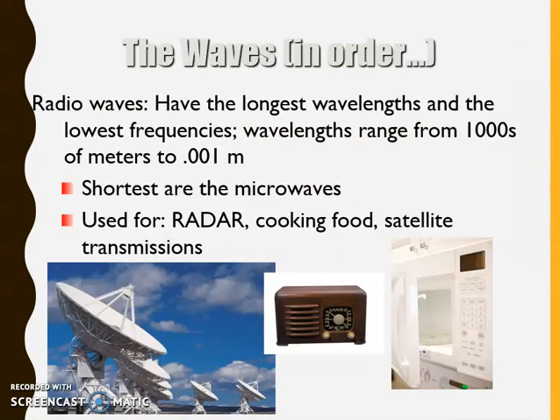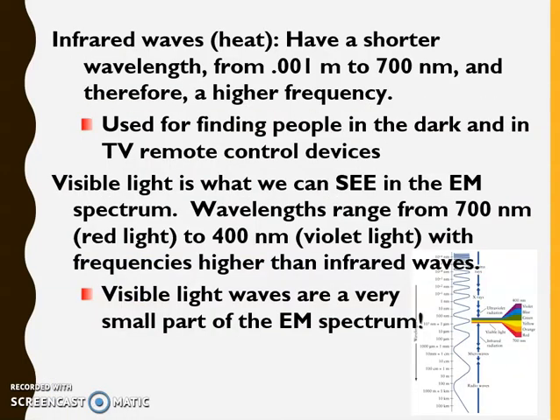Continuing, next are infrared rays, also known as heat. So they have a shorter wavelength, but a higher frequency. So you can use these to, for example, find people that are in the dark. We also use infrared waves, or we can see this with using heat goggles as well.